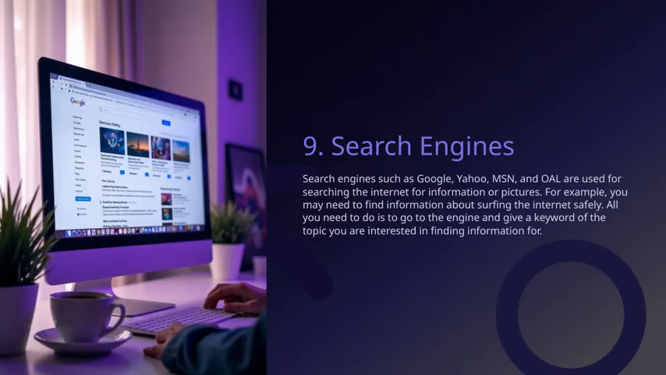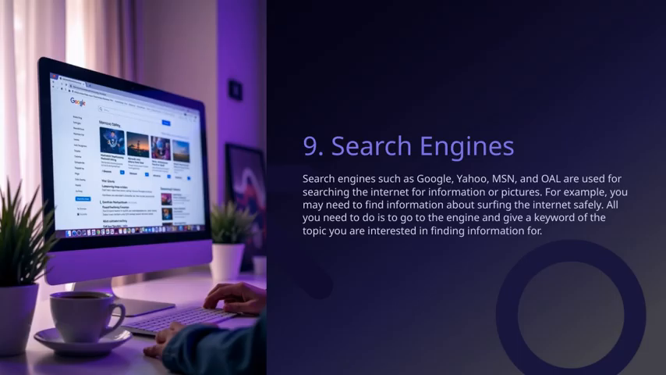Now, let's talk about search engines like Google, Yahoo, MSN, and OAL. These are tools we use every day to find information or pictures on the internet. For example, if you want to learn how to surf the internet safely, all you have to do is go to one of these search engines and type in a keyword related to your topic. The search engine then quickly scans the web and provides you with a list of relevant websites and resources. This makes finding information much easier and faster.